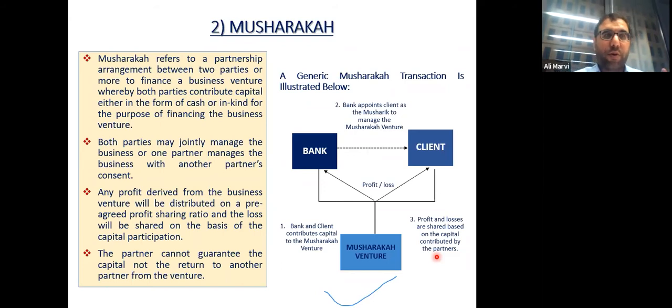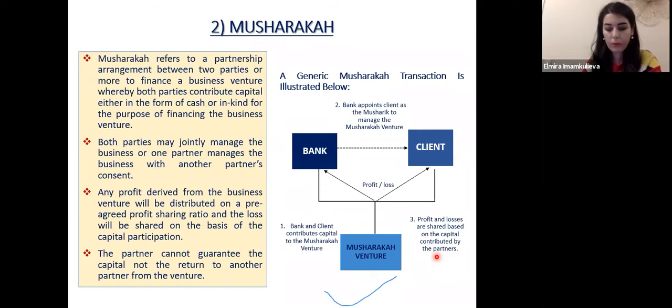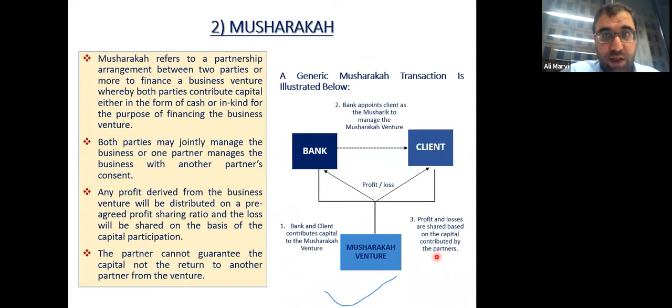But here, both parties contribute to the capital of the project, and the Musharik that brings some part of the capital manages the project, but he or she will be paid a wage. So when the project is realized, the profits and losses are realized, both parties will obtain the profits or bear their losses.